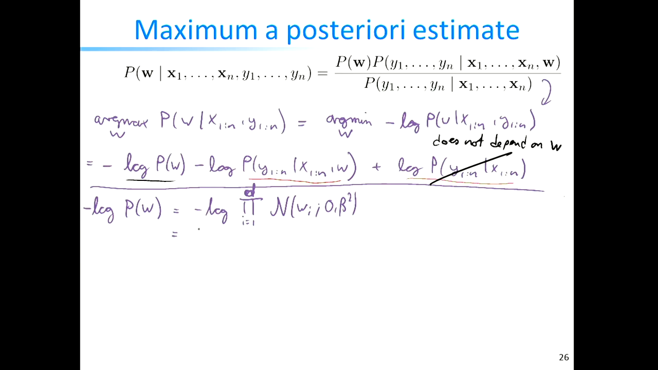Maybe let's do it in the next line. So minus log of a product, which is a sum of the logs, the usual trick. I get a sum over i equals 1 through D of log of the Gaussian density: 1 over square root of 2 pi beta squared, times e to the minus w_i squared divided by 2 beta squared. It's just plugging in the Gaussian density, very similar to what we had before. Now we have the log of the normalizer times the unnormalized Gaussian density, and this just gives the sum.